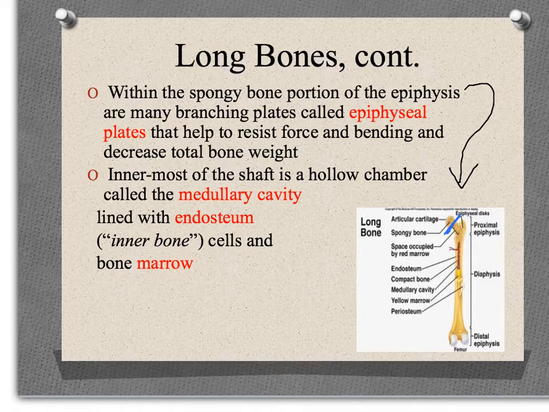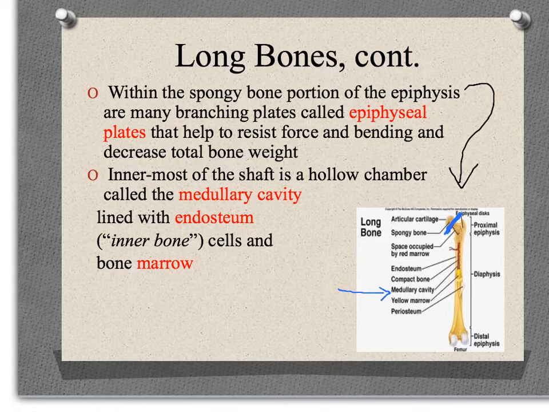If your entire bone was compact bone, which is really, really tough and really, really strong, you would be so heavy. Your bones would be so heavy, you wouldn't really be able to move around very well. So every now and then we have these little places called epiphyseal plates that are lighter weight, but do kind of the same job. And then the innermost part of the bone, and you can see it here, the medullary cavity. This is a hollow chamber, believe it or not.